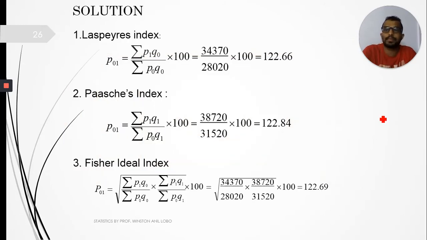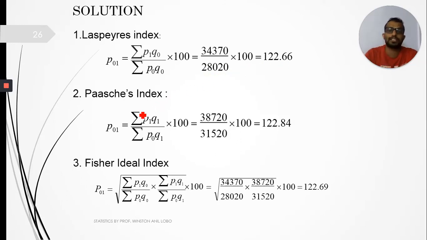First is Laspeyres' formula. So price index they have asked. So P01 equals summation P1 Q0 by summation P0 Q0 into 100. Substitute the answers. What was P1 Q0? Look at the previous page. Pause the video. Go back, students. What was the answer? Yes, it was 34,370, sir. Divided by P0 Q0, 28,020 into 100. Multiply this. Get the answer.